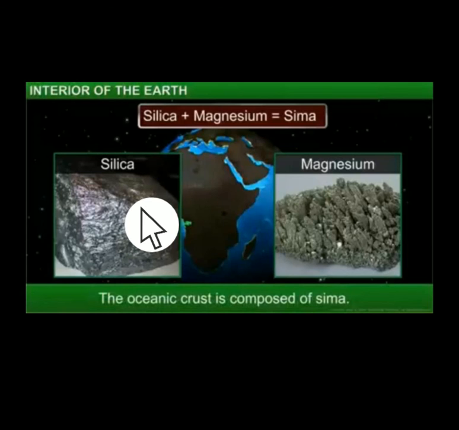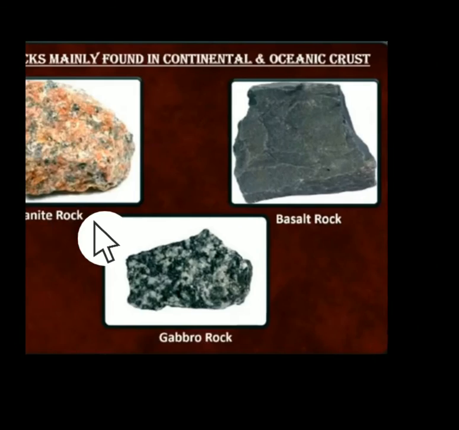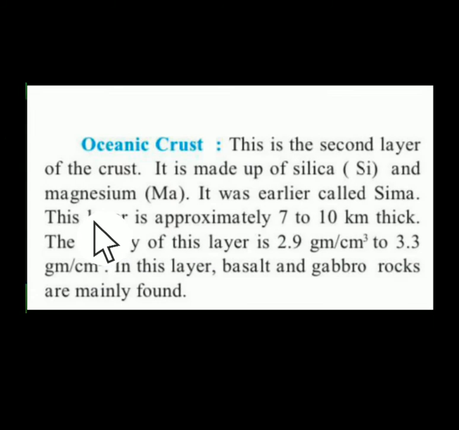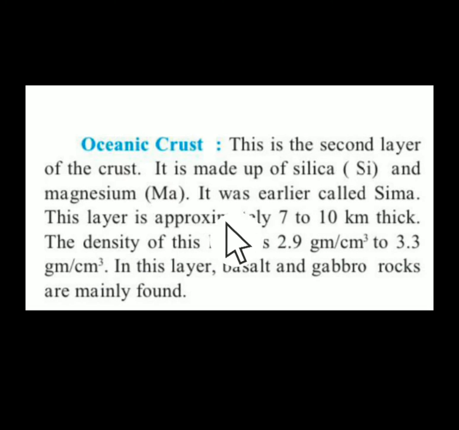In this layer, again the same thing, we have Si from silica and Ma from magnesium. It was earlier called sima. This layer is approximately 7 to 10 kilometers thick, whereas the continental crust is much thicker than the oceanic crust. The density of this layer is about 2.9 grams per cubic centimeter to 3.3 grams per cubic centimeter.